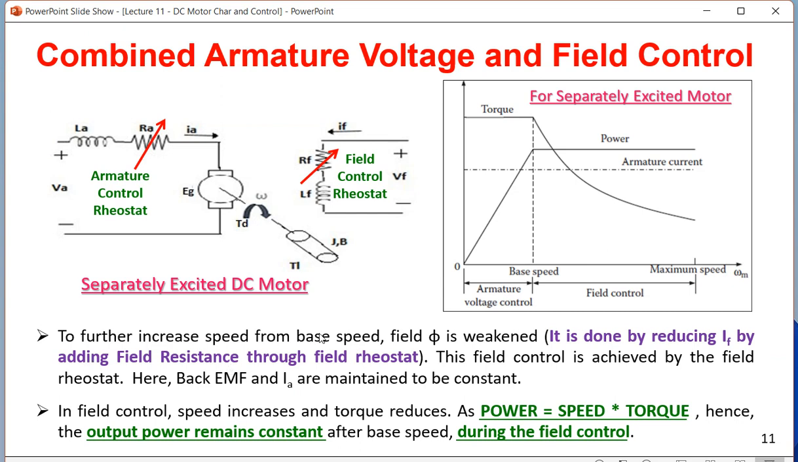So to further increase the speed from the base speed, we are weakening the phi, we are weakening IF, and we get more speed. So in the field control, that means the latter part, speed increases and torque reduces, as power is equal to speed into torque. Hence output power remains constant after the base speed during field control. Till base speed, torque remains constant. From base speed to the maximum speed, power remains constant and torque reduces as speed increases. These are very important equations that you have to remember.